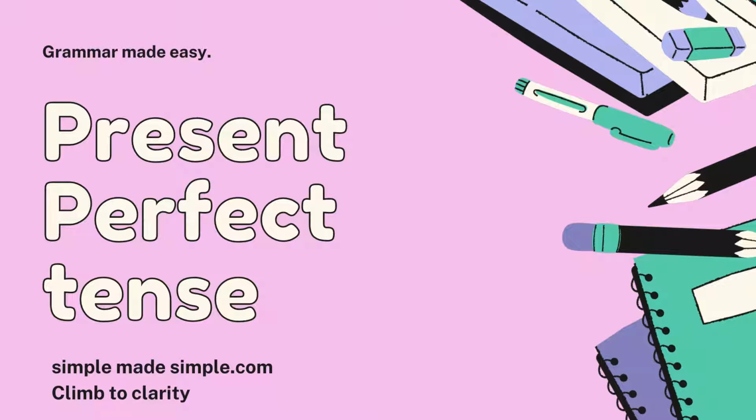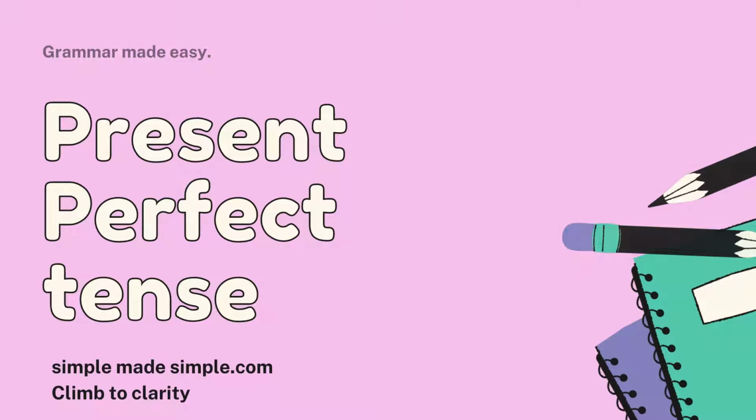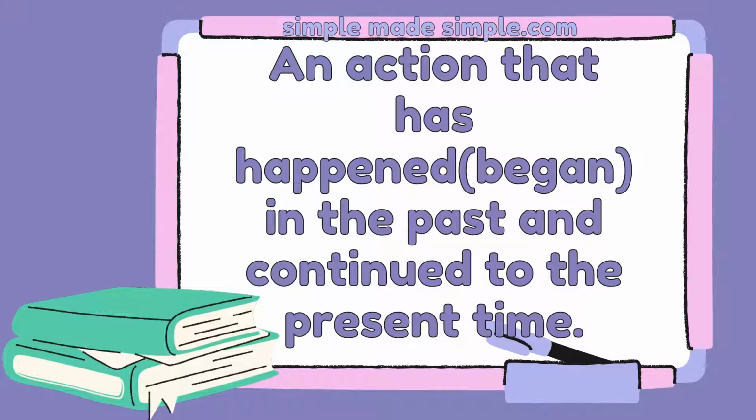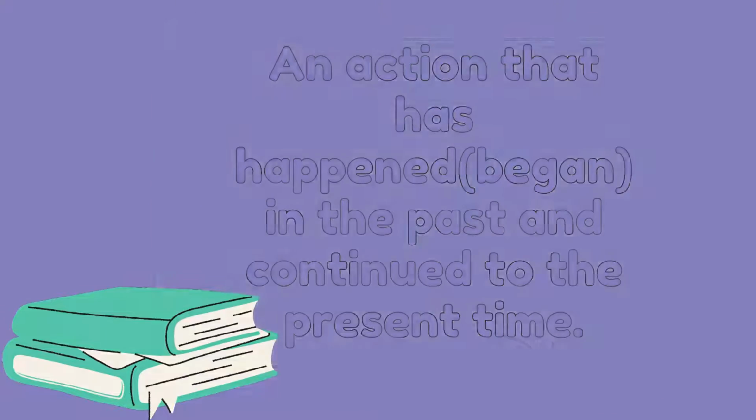Welcome to SimpleMadeSimple.com. Today we are going to see present perfect tense. There are 4 forms of present tense: simple present, present continuous, present perfect, and present perfect continuous. What is present perfect? An action that has happened before in the past and is continued to the present time is called the present perfect.